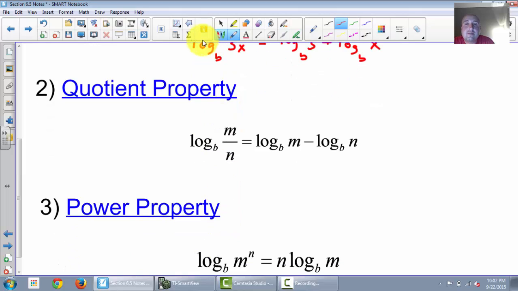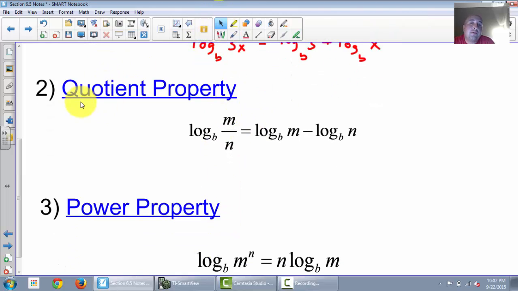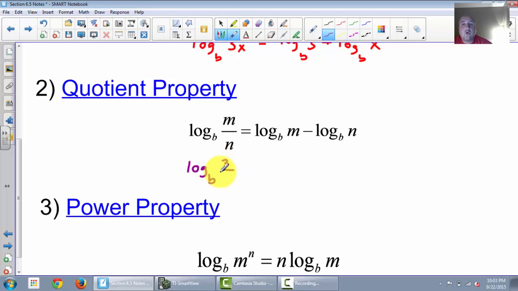The second property is the quotient property, quotient meaning divide. It says if you have log base b of m divided by n, you can separate them with a minus sign. So you take log of the top, which is m, minus log of the bottom, which is n. So for instance, if we have log base b of 3 over x, we can set that equal to log base b of the top, which is 3, minus log base b of the bottom, which in our case is x. So that's how you separate the quotient property.